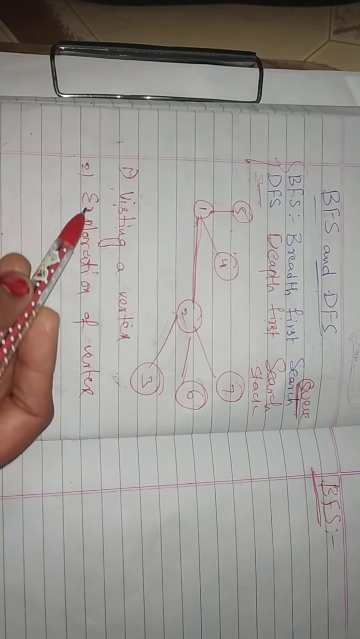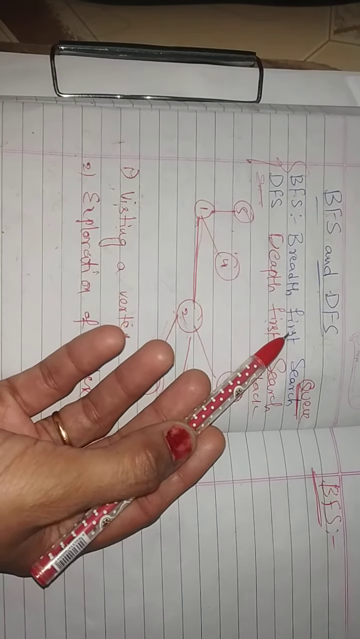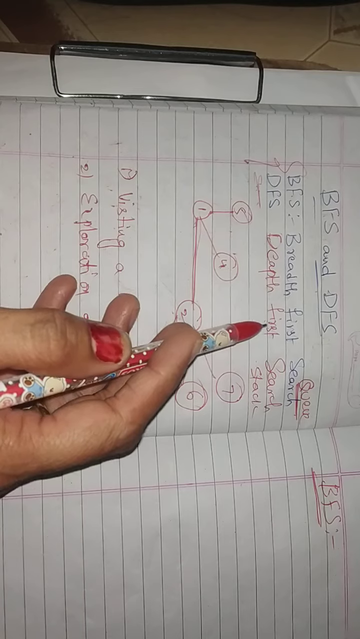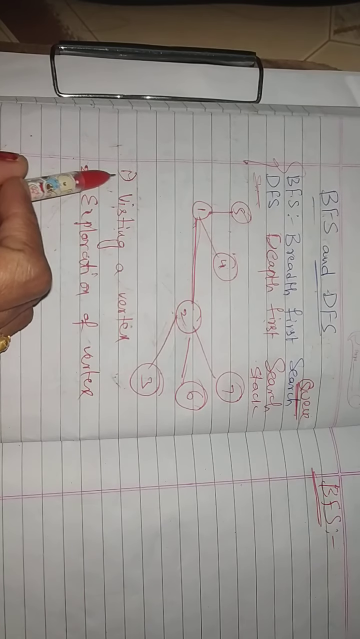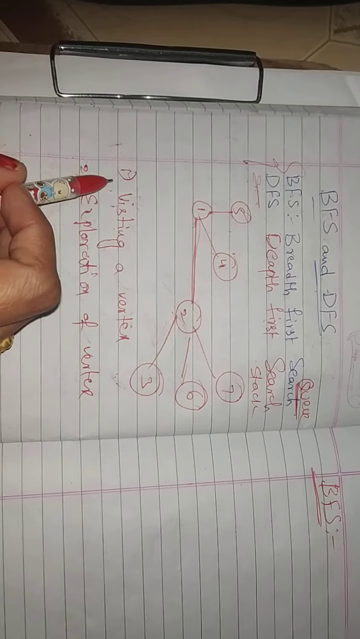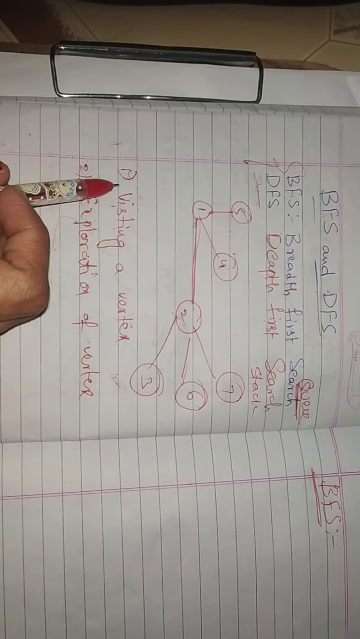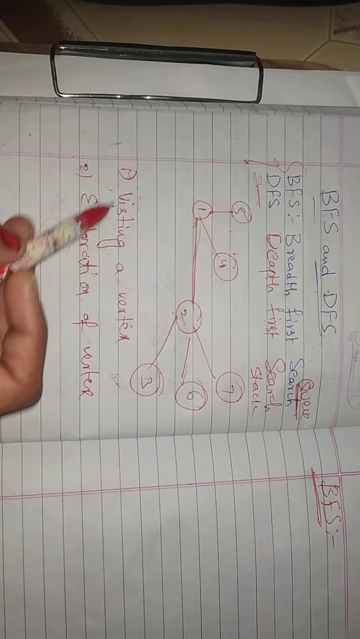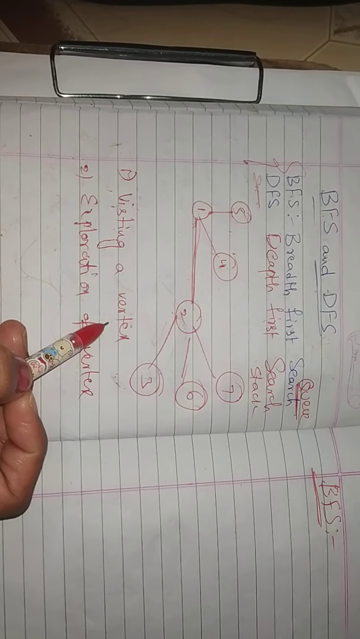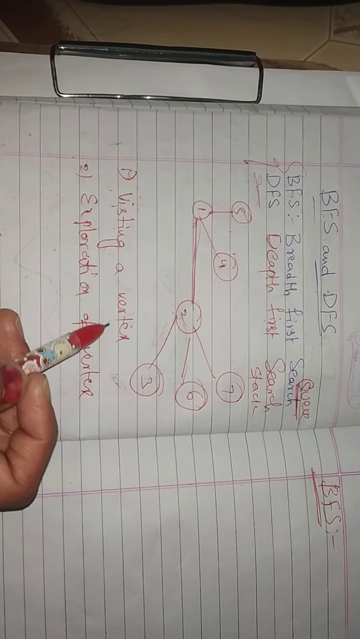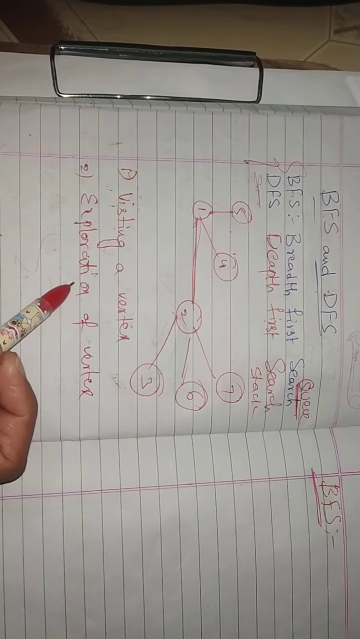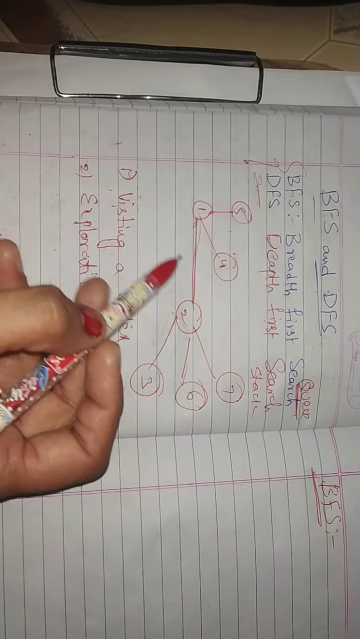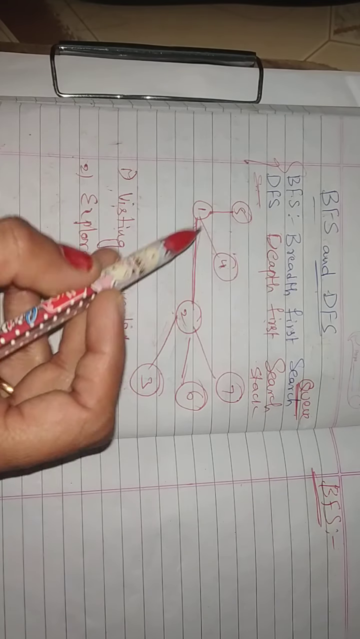First, how to traverse by using breadth first search and how to traverse by using depth first search. For understanding these two, you have to remember two main points to visit a node. What are those? Visiting a vertex is the first step, and exploration of the vertex is the second step. By using these two steps, traversal will happen.